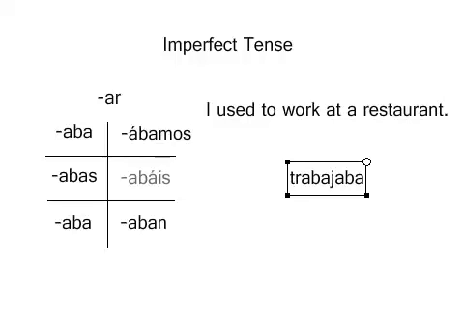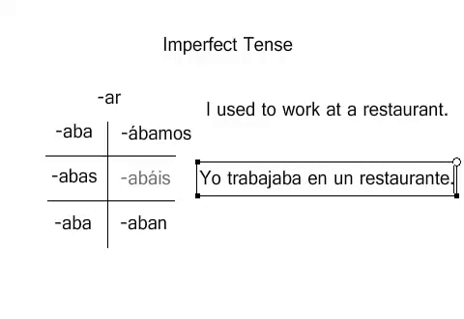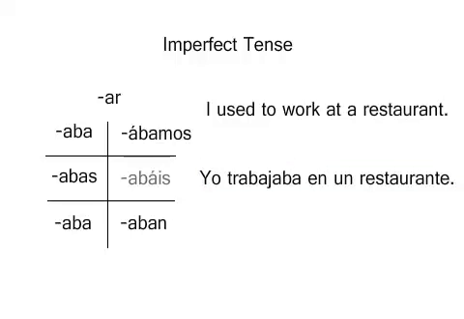Then we just have to add in the other words. So yo trabajaba en un restaurante. And there we have it. The process is simple. It's no different than what you're used to with the present tense. You simply have to use the correct endings now from the imperfect tense verb chart.